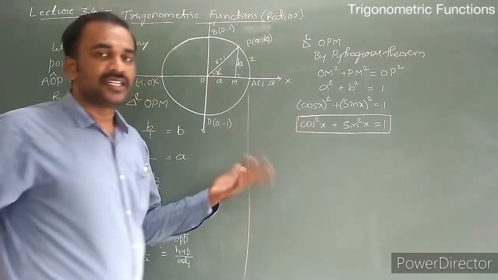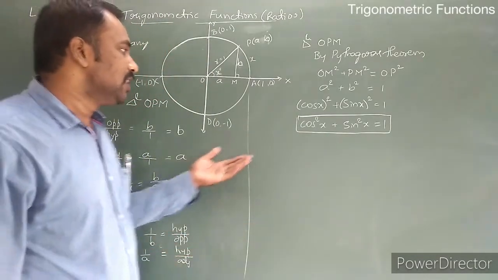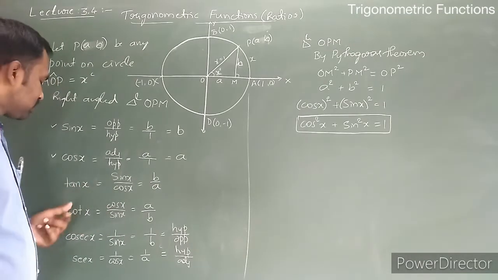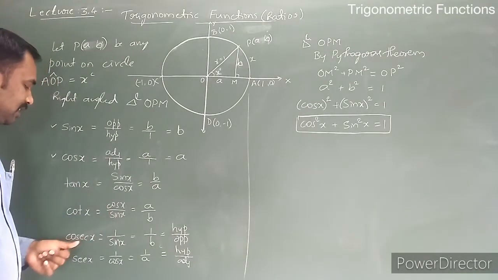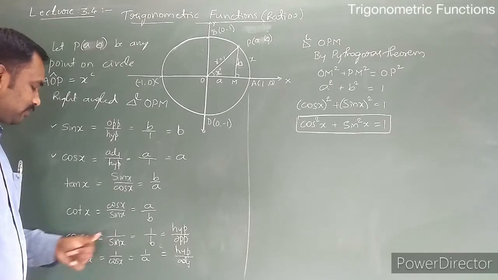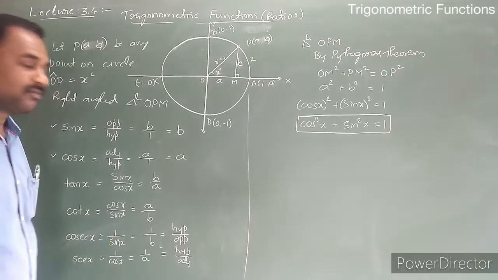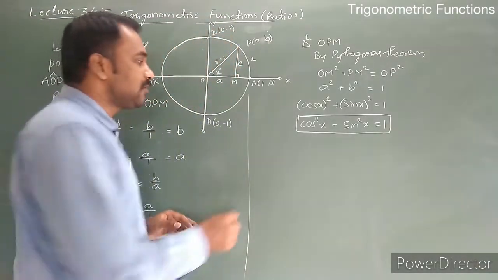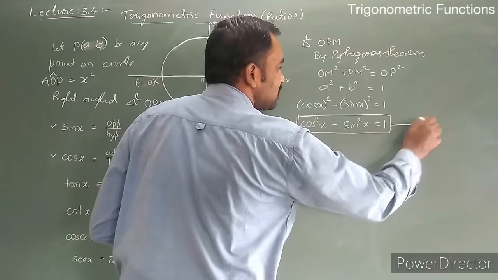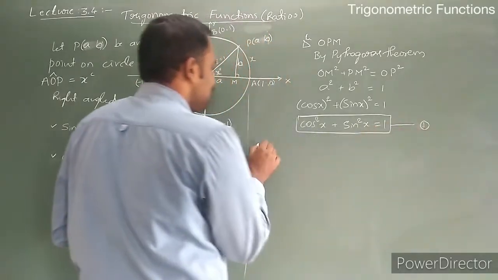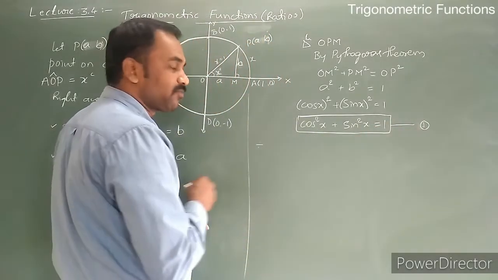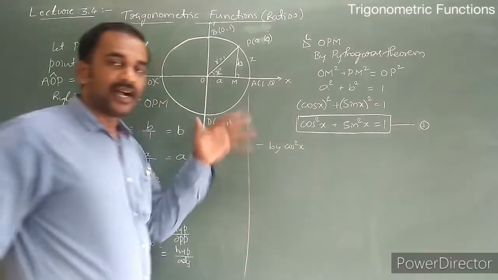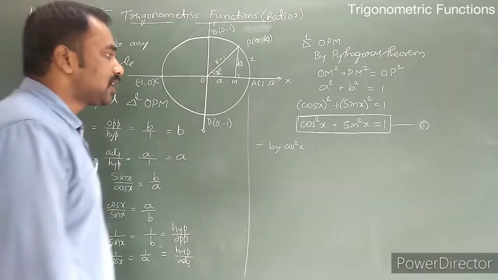Now similarly, let's get the remaining identities. As we know, tan is nothing but sin by cos, cot is nothing but cos by sin, cosec is nothing but 1 by sin, and sec is nothing but 1 by cos. In the same manner, I will divide this equation, which I call equation number 1, throughout by cos square of x. What happens?